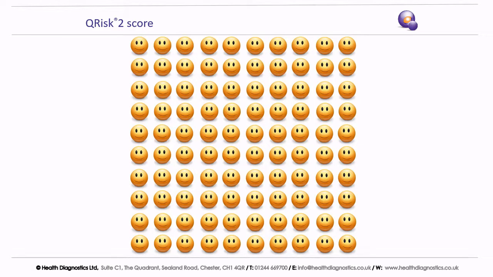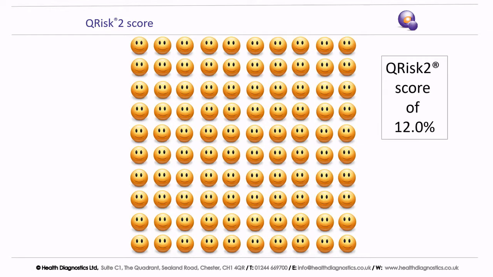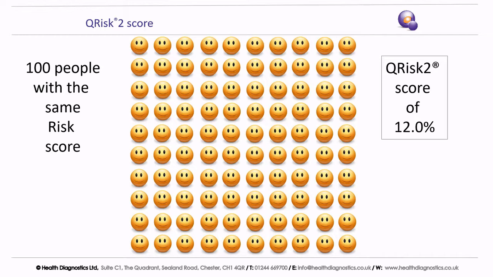What it actually means is, if you look at this diagram, if you have a QRISK score of 12%, it means that if there are 100 people exactly the same as you, exhibiting the same risks and the same behaviour, it's likely that 12 of those people would have a stroke or heart attack in the next 10 years.